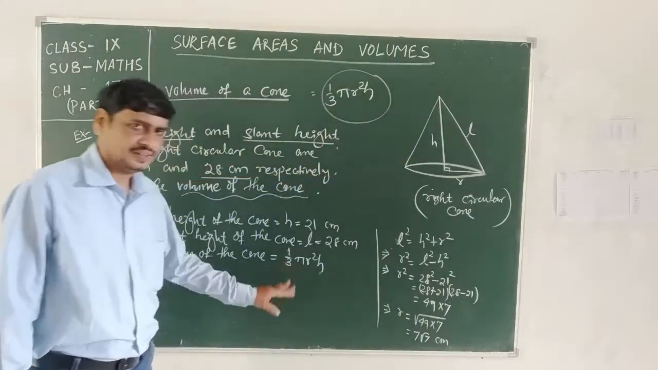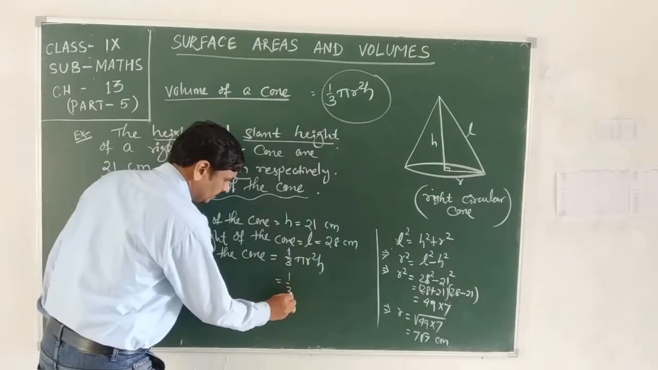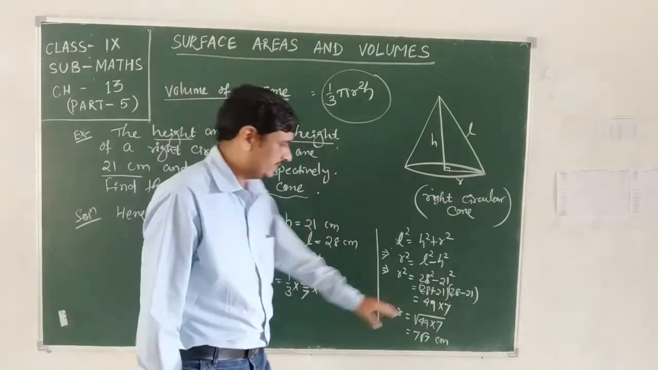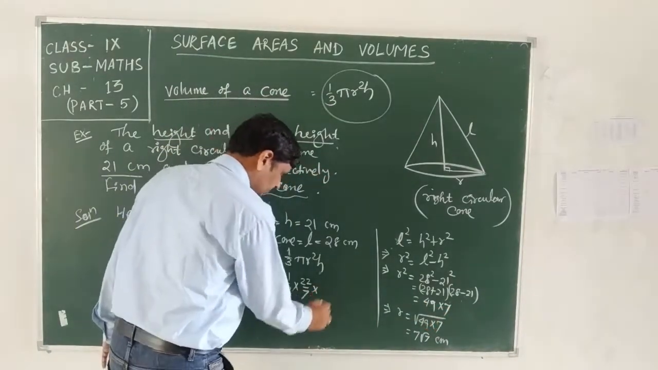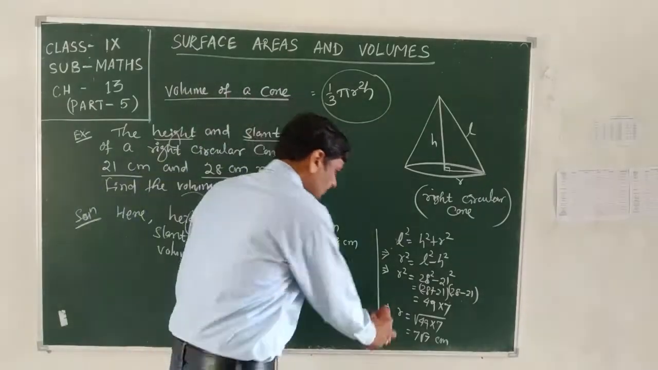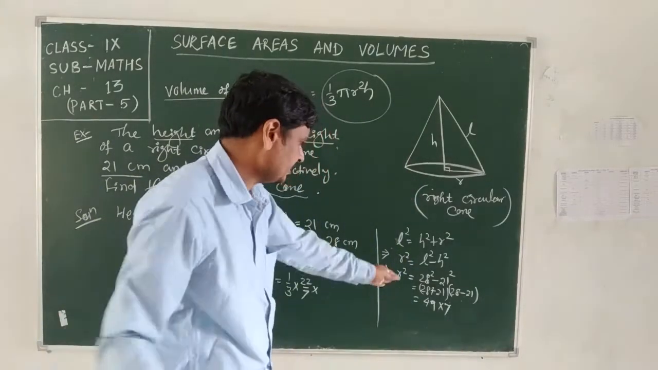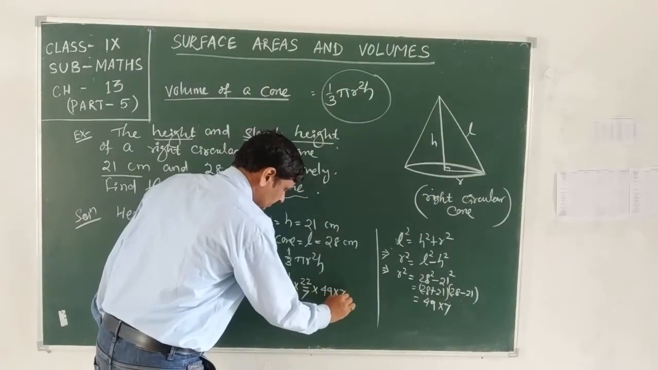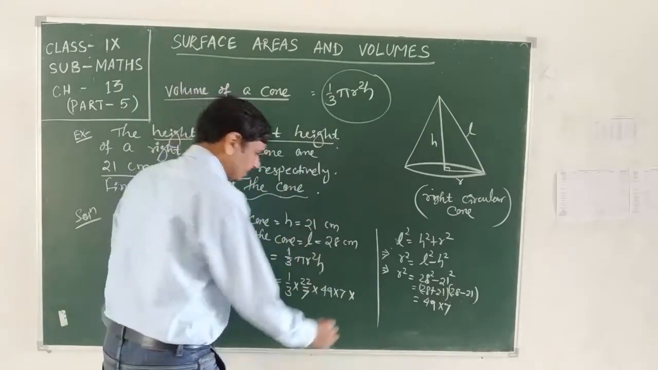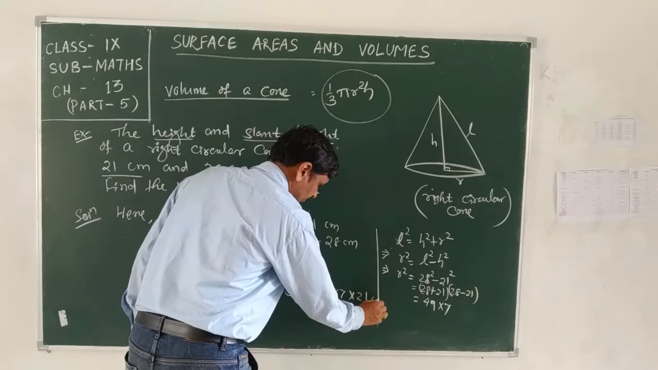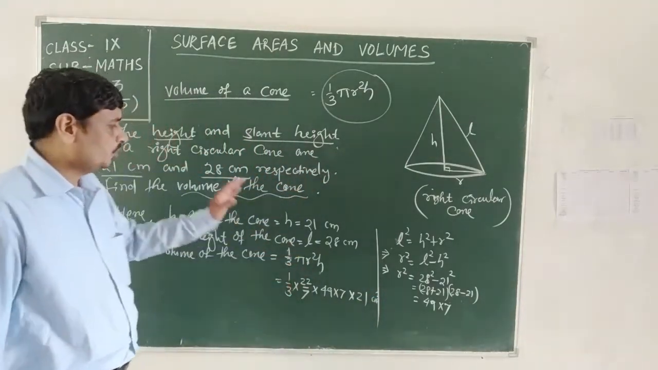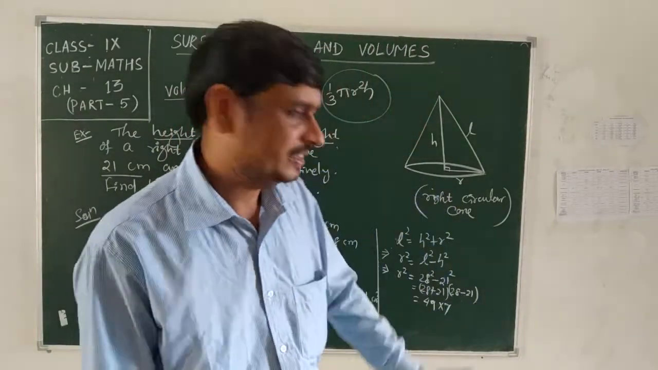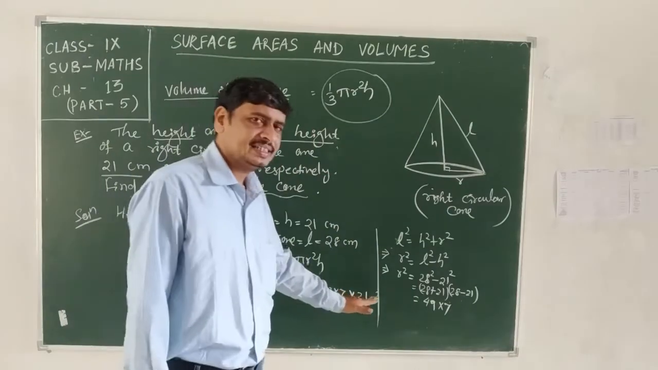Now we can put here to find the value. That is 1 by 3, value of pi is 22 by 7, r square, that is 49 into 7, and height, that is 21, cm cube. Volume of the figure is expressed in the unit of cubic unit, so since it is in cm, we write cm cube.